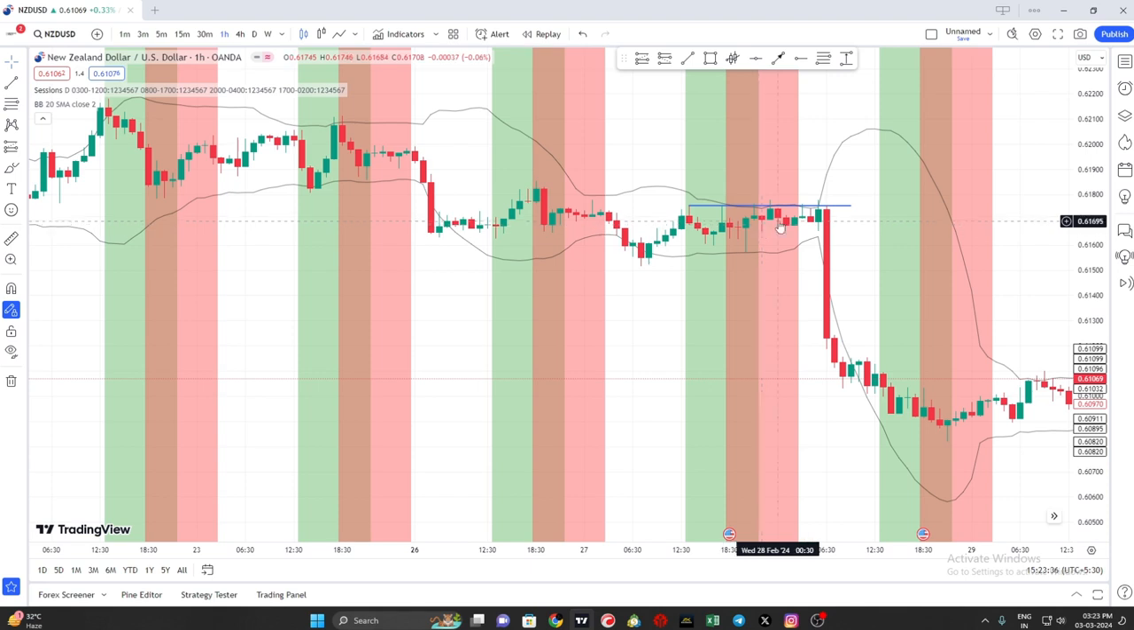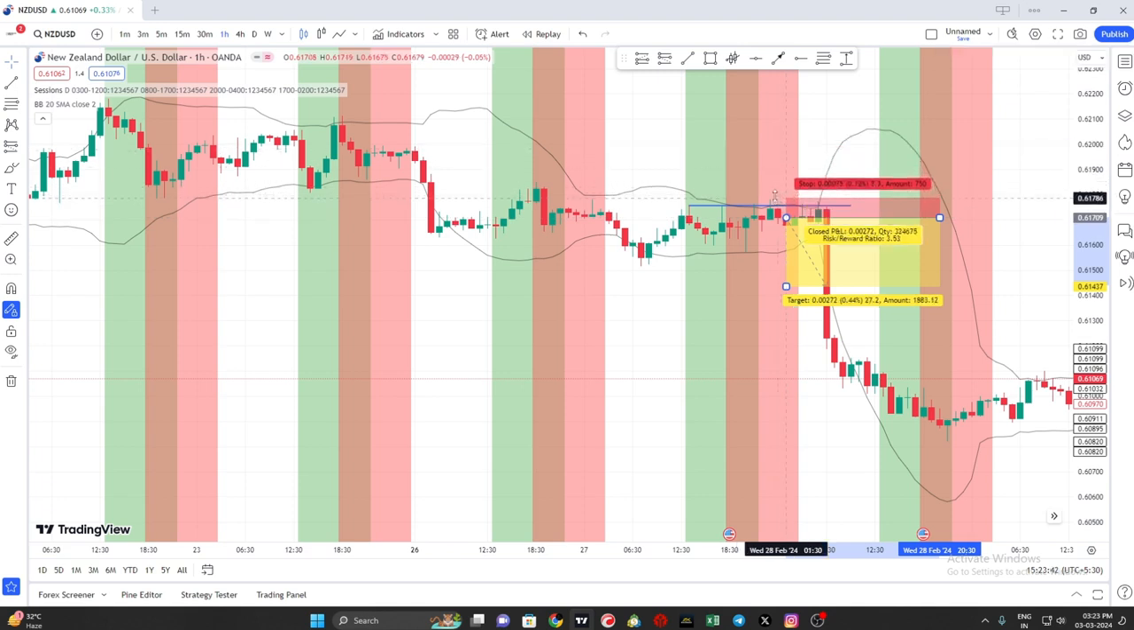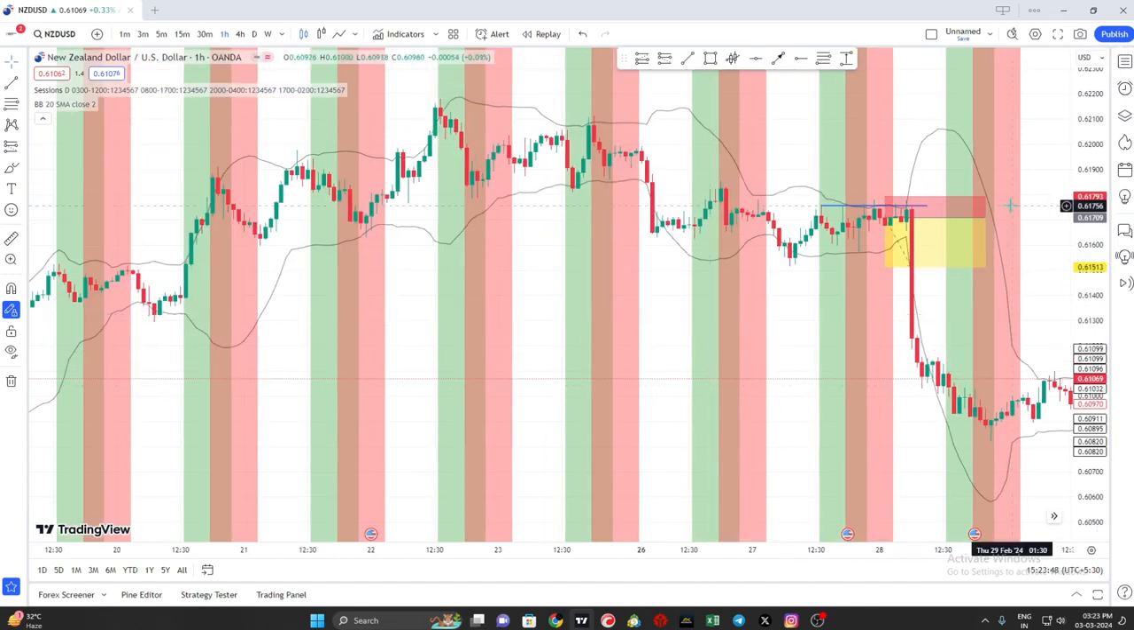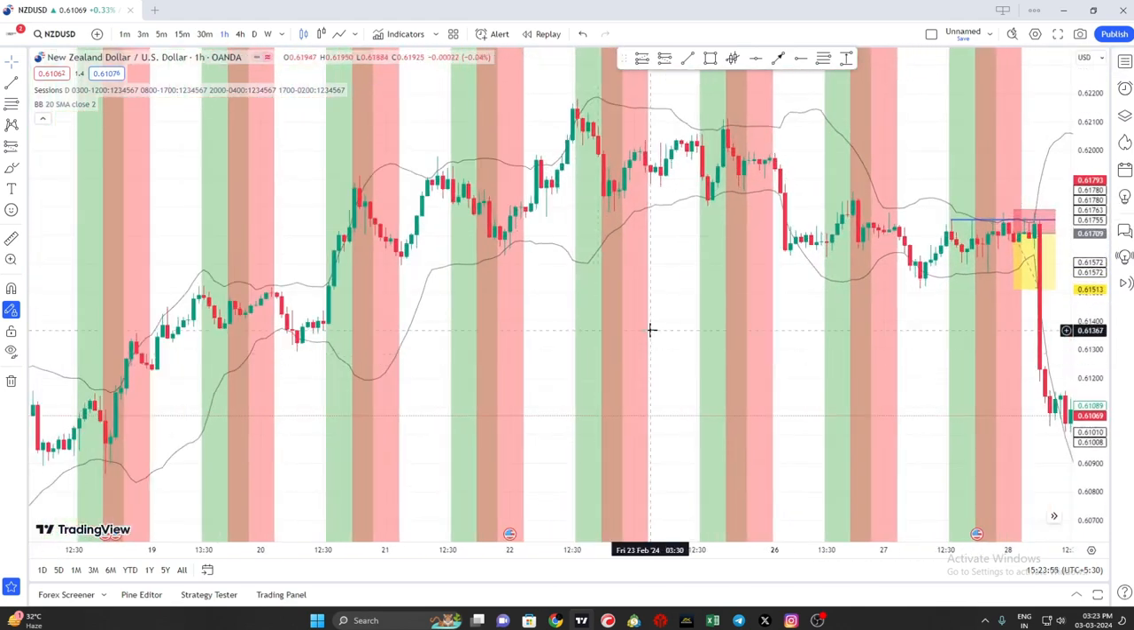So here we can see that we have a red candle, and we will simply take our trade here. Our SL will be a little bit above the swing high, and then our target will be this swing low. So this is a very easy trade that you can take. All right, let me give you another example.